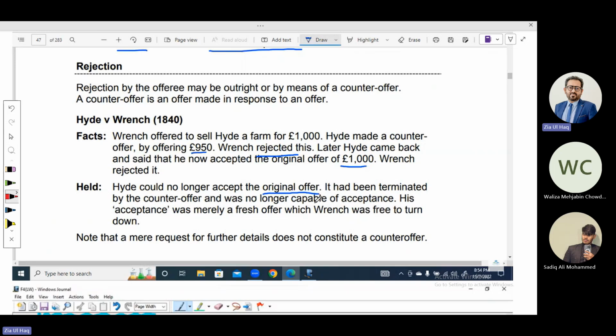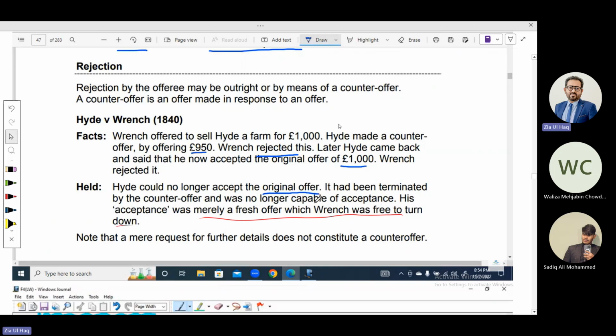no longer accept the original offer. Why? Because he made a counter offer. So through the counter offer, the previous offer was rejected. It had been terminated by the counter offer and was no longer capable of acceptance. His acceptance was merely a fresh offer which Wrench was free to turn down, and he has rejected.